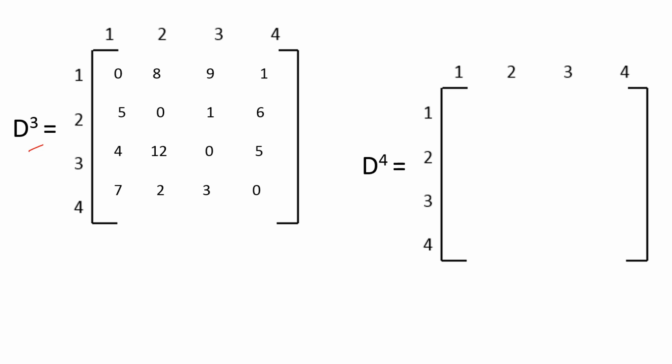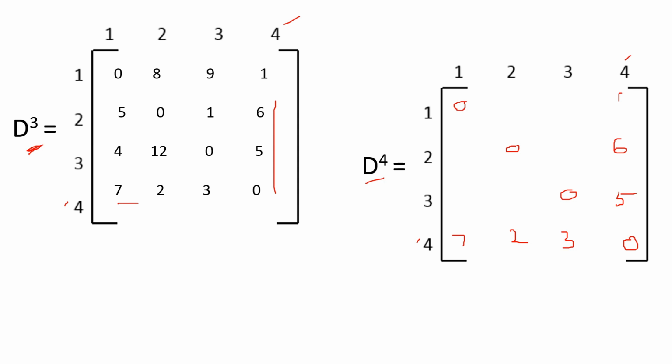Now we have to calculate D4. Again, diagonal elements 0, and since this is D4, fourth column and fourth row, write the same as the fourth column and fourth row of the D3 matrix. So fourth column is 1, 6, 5, 0, and this one, the fourth row, is 7, 2, 3, 0.